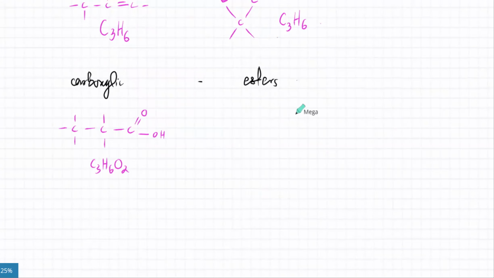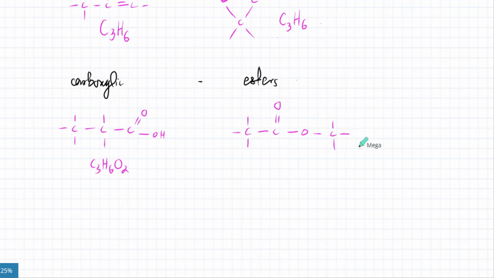And there's an ester now. An ester is the same kind of functional group, but it's somewhere in the middle of the chain. C double bond O and O, but in the middle of the chain. So that's your carbon atoms with hydrogen. So one of them is an ester, but it's still C3H6O2. So they have the same molecular formula, same number of atoms, but they are arranged differently. One of them is a carboxylic acid. The other one is an ester. And there are others as well.